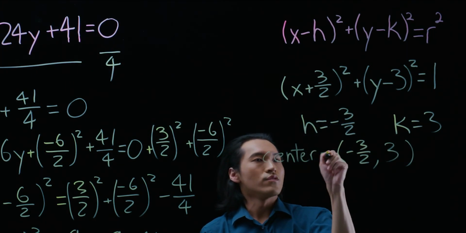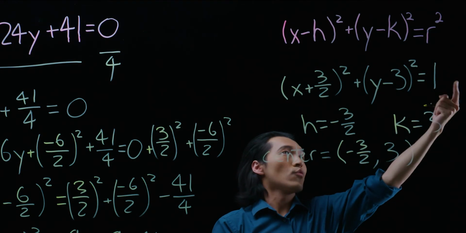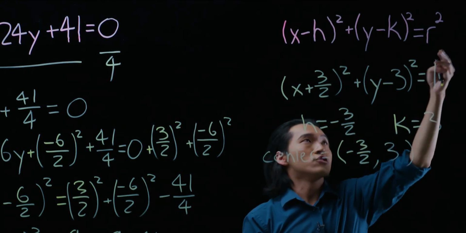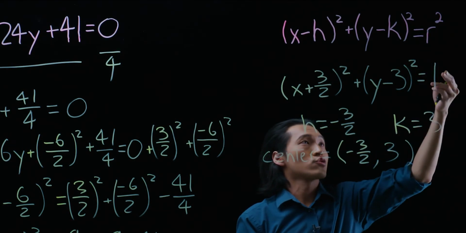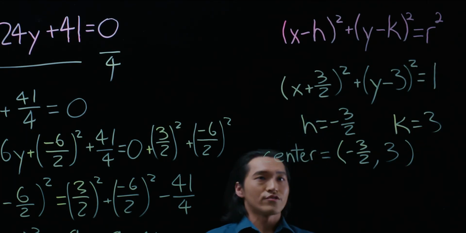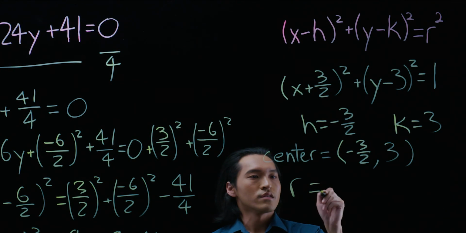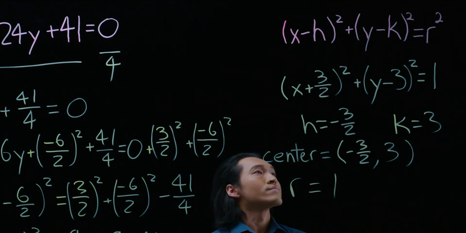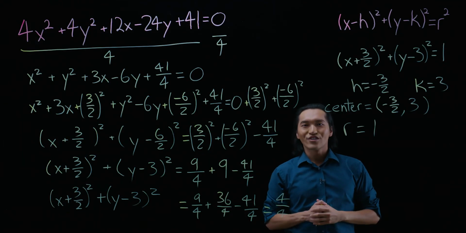And then meanwhile, the radius would just be 1, because 1 squared is just 1, and the square root of 1 is also 1. If you wanted to, you could add a square symbol here, but you don't have to. So the radius is just 1. And that is how you solve this problem.